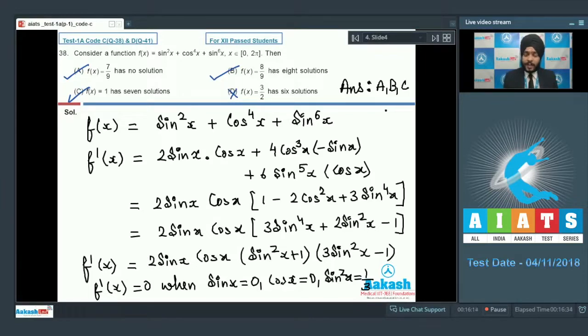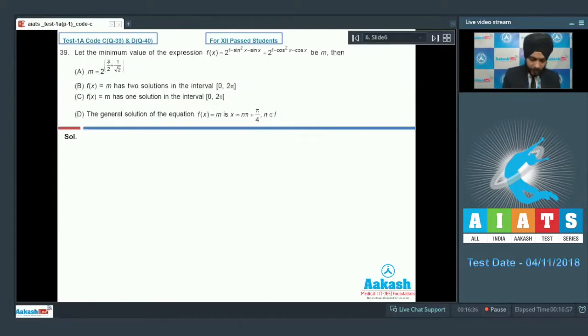This is a very, very interesting question on the range of a particular function in trigonometry. Let us move on to 39 now. Again, this question is based on trigonometry. Let the minimum value of the expression f(x) equal to 2 raised to the power 1 minus sine square x minus sine x, plus 2 whole raised to the power 1 minus cos square x minus cos x, be m. Then I have to find out m. f(x) equal to m has how many solutions? And then the last question, the general solution of f(x) equal to m is what?